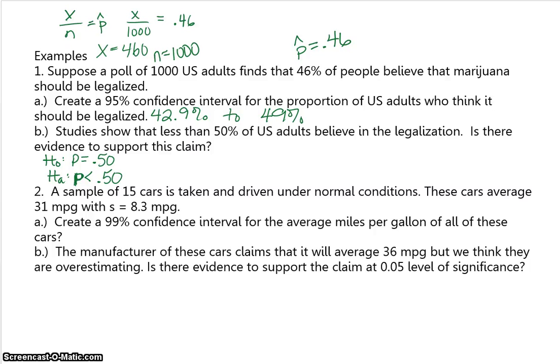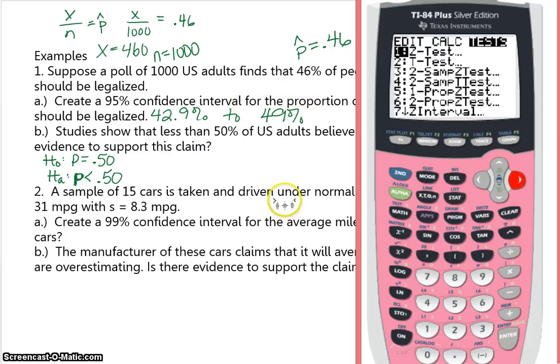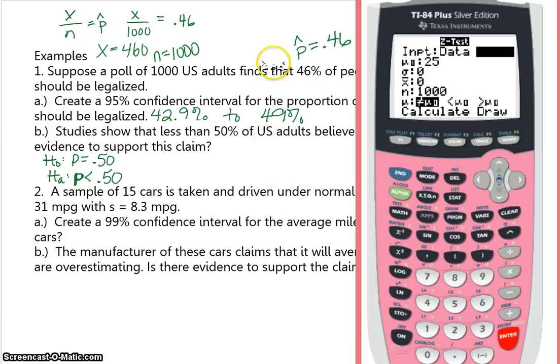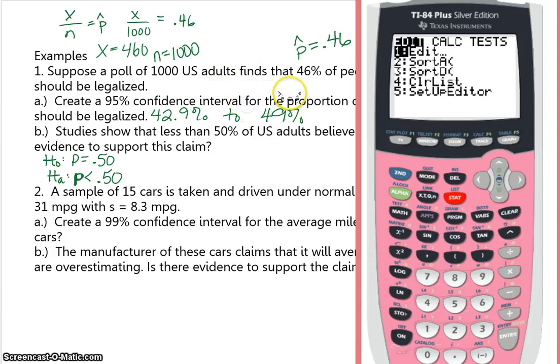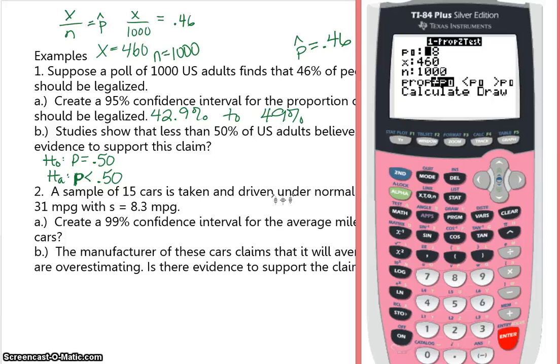Okay, so we're going to find this in our calculator. So we're going to go back to stat, tests, and then we're going to go down to a 1 prop Z test, which is 5. And the nice thing about the calculator is that it carries your data over for you. So the 460 should still be there, the N should still be there. Our P from our hypothesis is 0.5, so I'm going to put in 0.5. Our alternative is less than, so I'm going to go to that middle one that's less than.